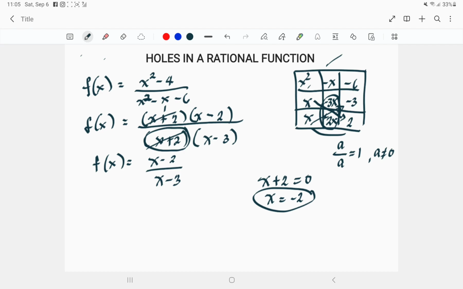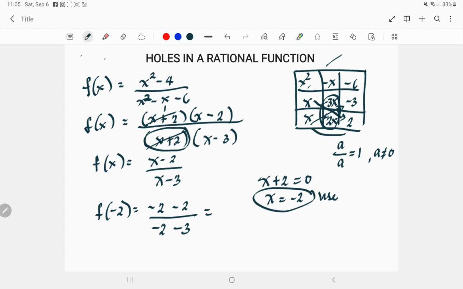After we have solved for the x-coordinate, we have to find the y-coordinate. How do we find the y-coordinate? We make use of x equal to negative 2 and plug it into the simplified form of the function. Thus, we have f of negative 2, so that your x will now be replaced with negative 2. So you have negative 2 minus 2, then your x would also be replaced with negative 2 minus 3. Then simplify what you have.